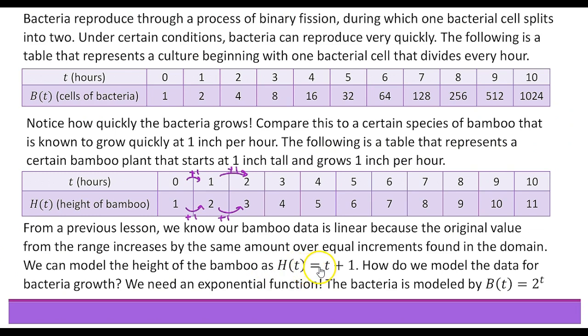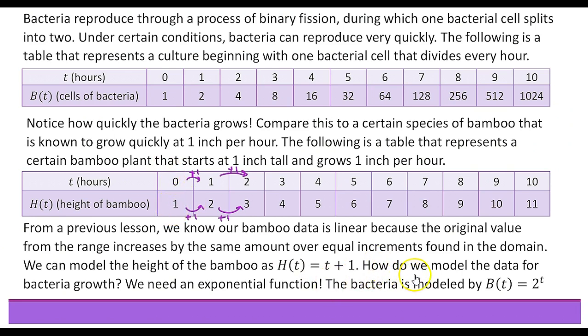So that being said, we can model the height of the bamboo as a linear function as h of t equals 1t + 1, or just t + 1. So the slope is just 1. So we could compute the slope by doing the change in y over the change in x. And the y-intercept is 1 because the y-intercept represents the initial value. So my bamboo started at a height of 1.